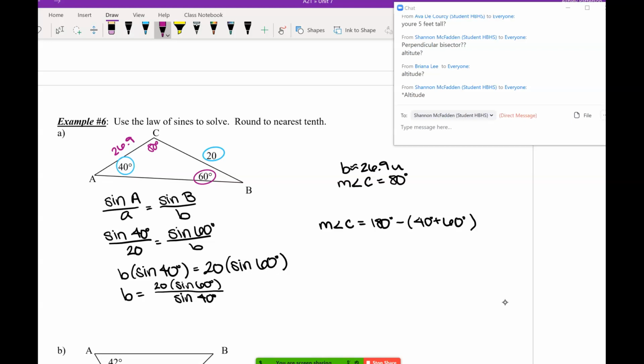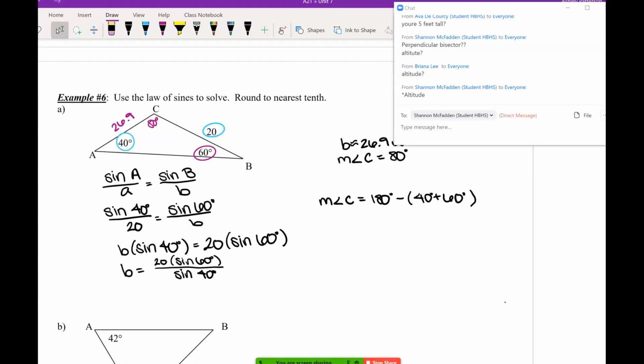And now that allows us to find little c. Using the law of sines again, I'm going to go back to the pair of given information that was capital A and little a. So I'm going to say that the sine of big A over little a is equal to the sine of big C over little c. Okay, let's plug in what we know.